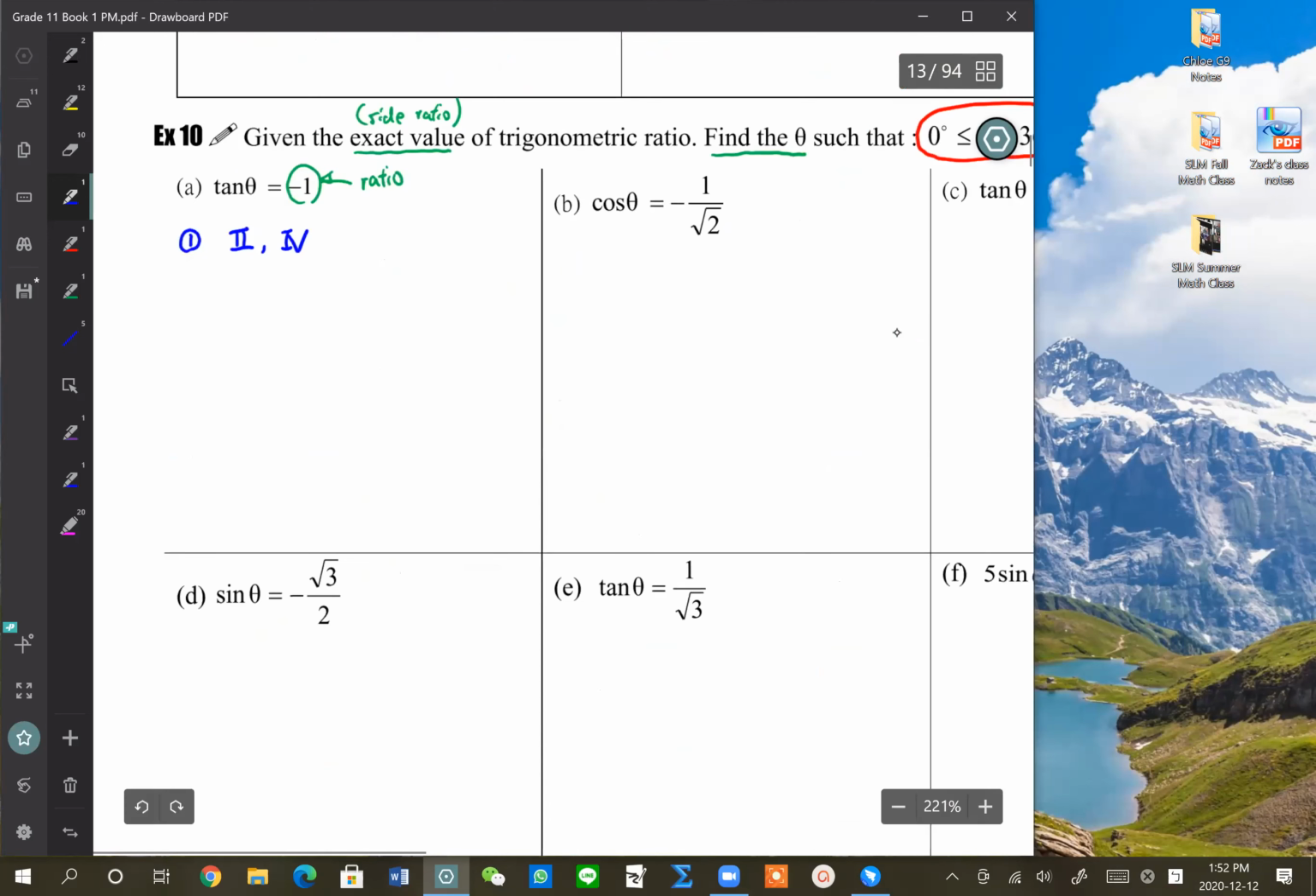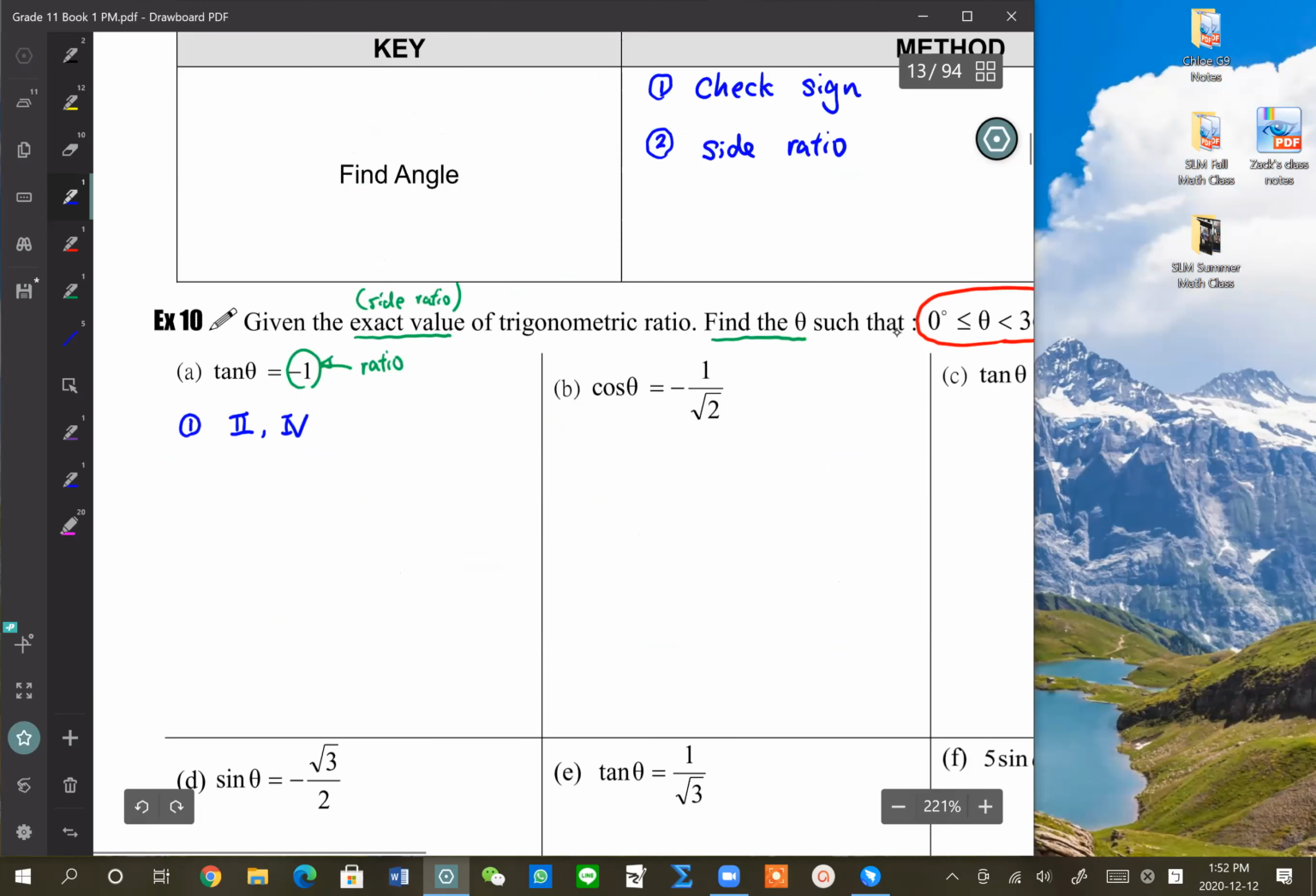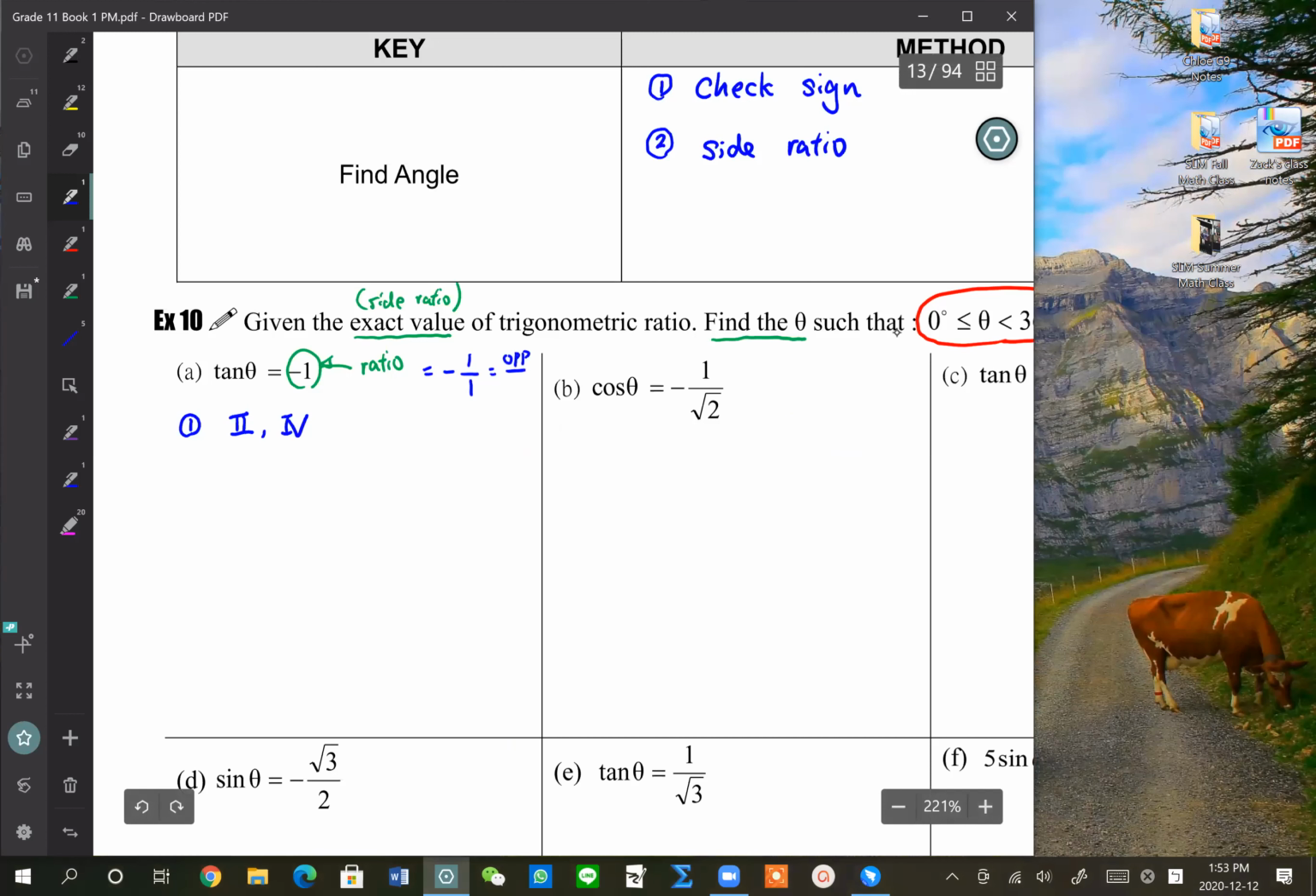So now we look at this. We'll look at the side ratio now. The ratio they give us is -1, but we can write it as -1/1, right? And because this is a tangent, right? Tangent is opposite over adjacent, right? So that means our adjacent and opposite, they are both 1, okay? So your step 2, we will put the ratios, right, the sides into the picture, okay?